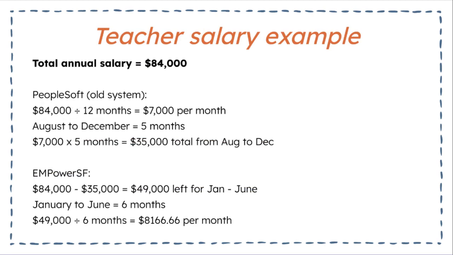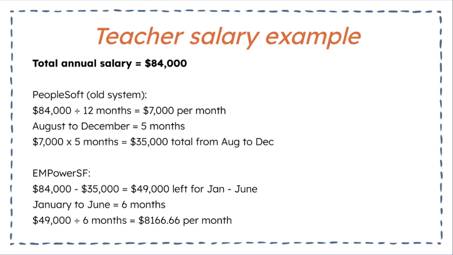Let's look at an example of a teacher with an $84,000 salary for the school year. $84,000 divided by 12 is $7,000. So under the old system, this teacher would have earned $7,000 each month. This means they earned $35,000 total during the 5 months from August to December. But now, under Empower SF, this teacher earns about $81,066 a month. Let's break down the math.